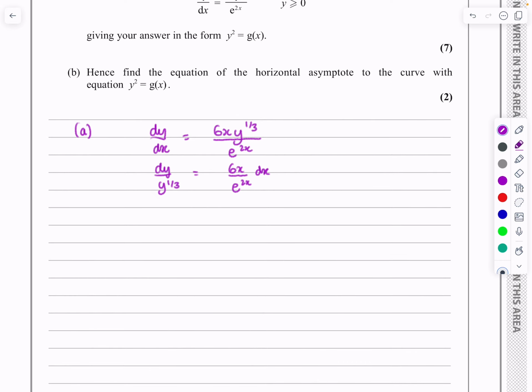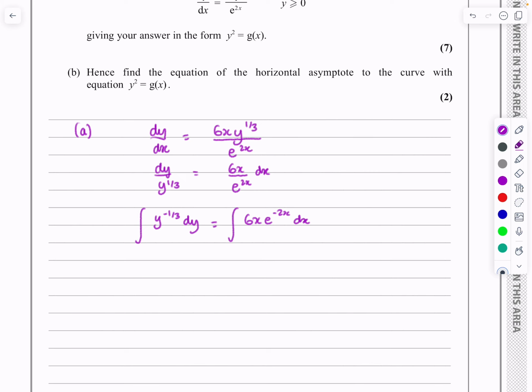If I want to be able to integrate that, then that's the same as y to the minus a third dy. It's better. And 6x e to the minus 2x dx. Okay, so now I can integrate.